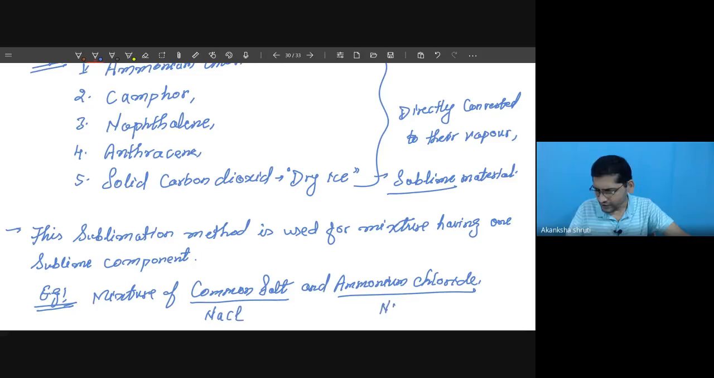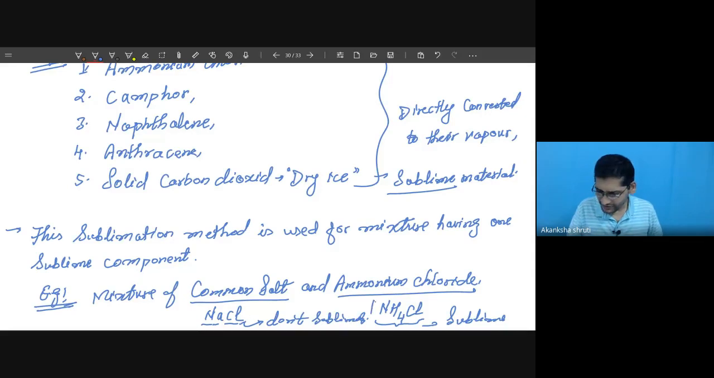This is ammonium chloride. Rather than NH3, it becomes ammonium. Ammonia is NH3, so ammonium is NH4Cl. Okay students, it is this one. So this is the sublime component. This component is sublime, but the other does not sublimate.